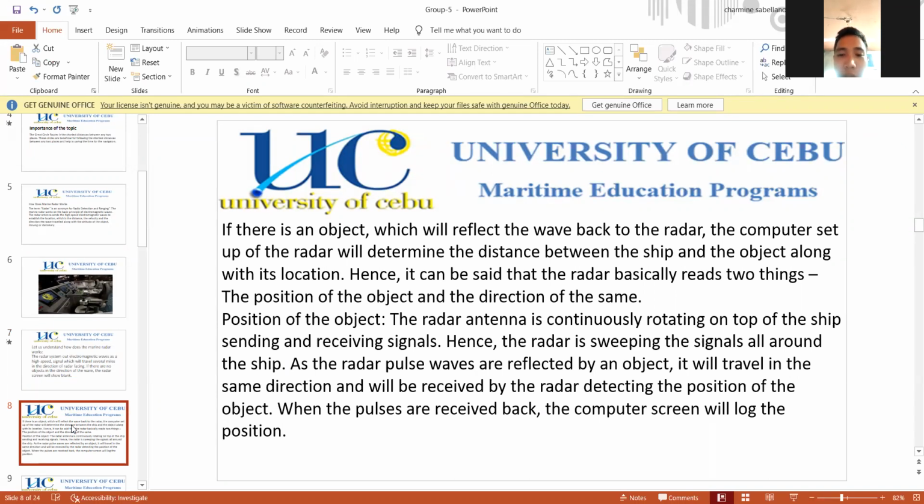The radar antenna is continuously rotating on the top of the ship, sending and receiving signals. Hence, the radar is sweeping the signals all around the ship. As the radar pulse waves are reflected by an object, they will travel in that same direction and will be received by the radar, detecting the position of the object. When the pulses are received back, the computer screen will log the position.